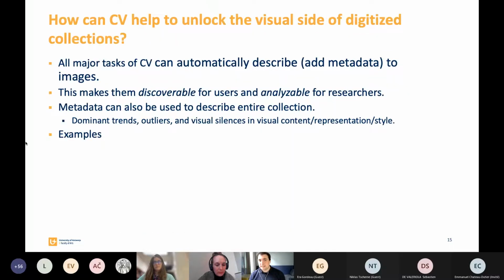Right. So I hope that explains it a little bit, but how can these computer vision techniques help us to unlock the visual side of digitized and digital collections?